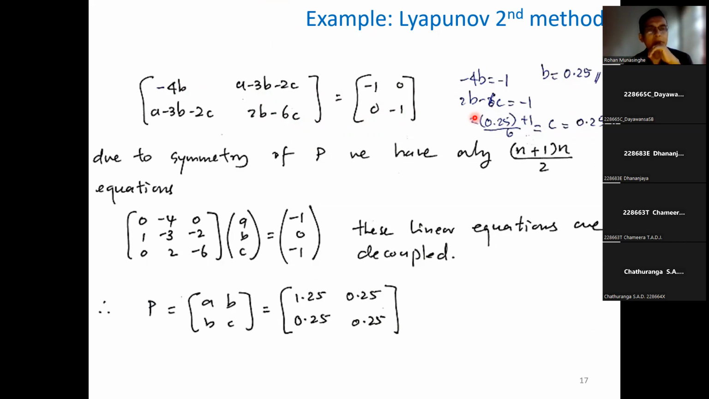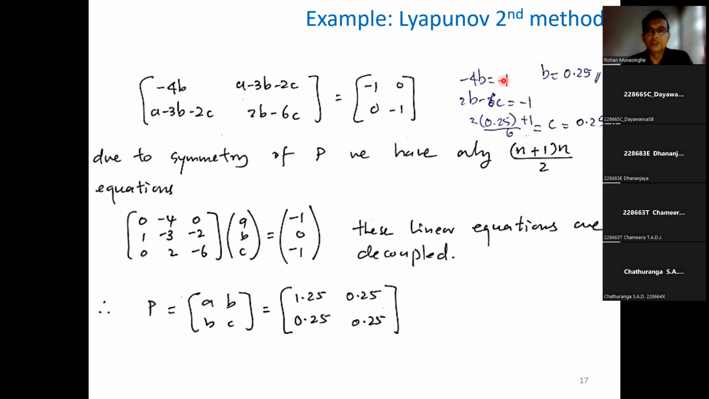And also remember, due to the symmetry of P, we have only n plus 1 times n over 2 independent equations, right? Because the other equation here is actually a dependent equation. So n is 2 here. This is a 2 by 2 matrix. So 2 plus 1 is 3 times 2, 6 divided by 2 means 3. You have 3 equations. And these are the 3 equations in matrix form.